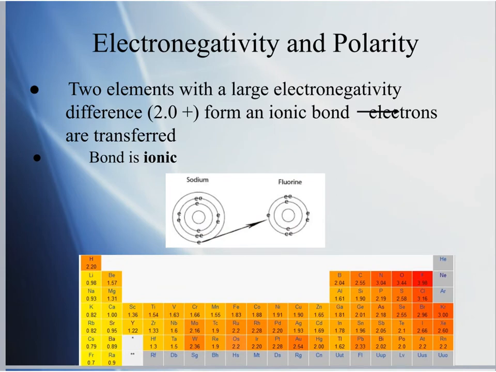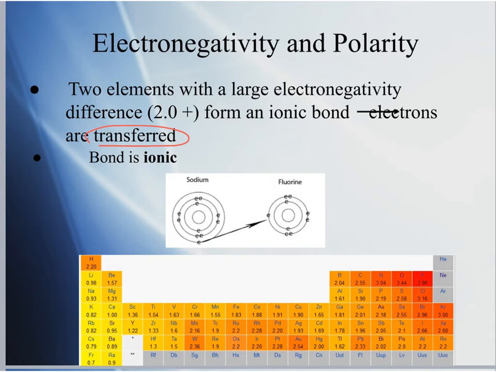All right, so let's take a look and see what happens with elements that have a very large electronegativity difference. If you subtract the electronegativity values for two elements and you get a difference of 2 or greater, then that means there's a very large electronegativity difference. One is pulling much harder, attracting those electrons much more than the other. In fact, so much that we get a transfer of electrons. They're not sharing anymore. One is totally giving up the electrons to another.